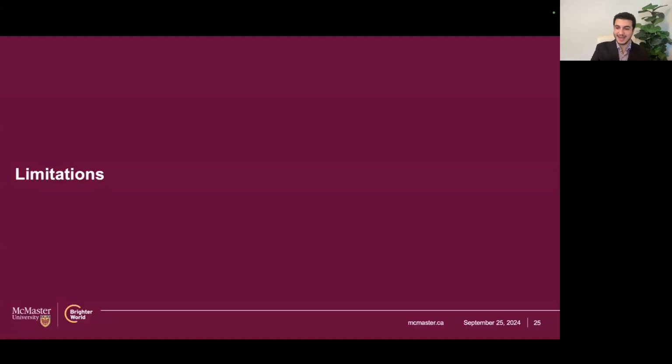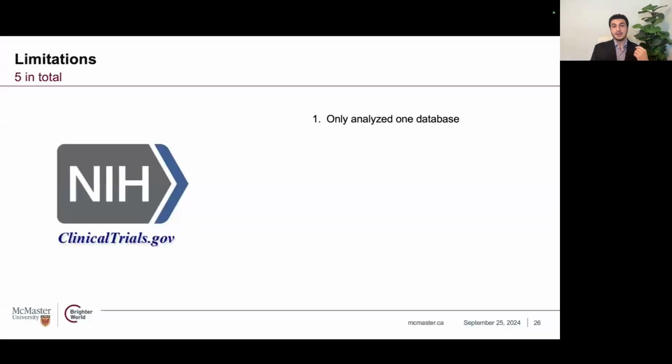Now, of course, like any other research project, we do have our limitations, and here are 5 of the most glaring ones. The first limitation in our paper that limits our ability to extrapolate or generalize our results furthermore is that we only analyzed one database. So of course, clinicaltrials.gov is arguably the largest database there is, but it does not encompass all clinical trials that were completed in Canada. In fact, the government website recommends whichever public database, and they actually listed a few.